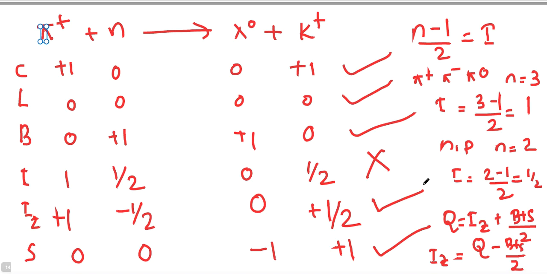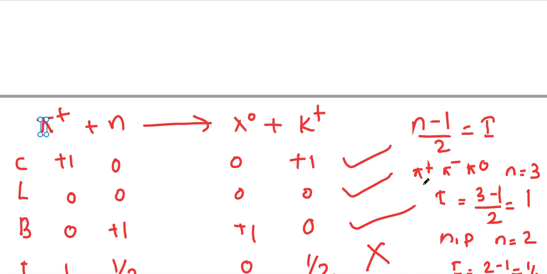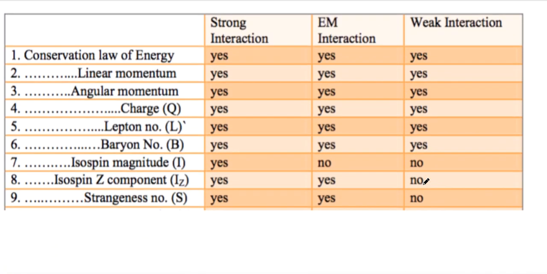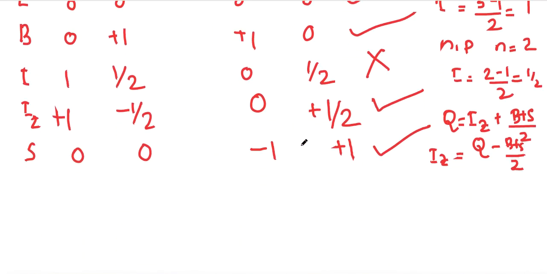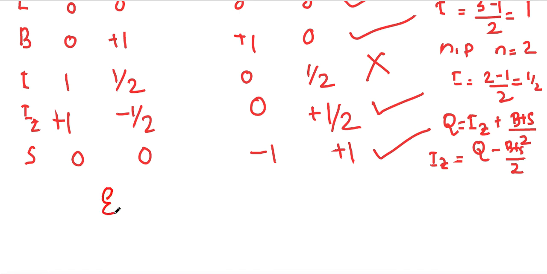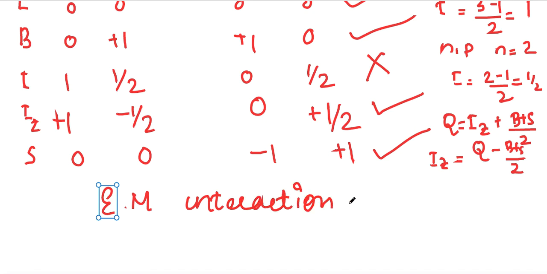Now you see this interaction, we can see that only the isospin quantum number is not conserved, all other quantities are conserved. And let us look at the table. So it is written here in this table, electromagnetic interaction: IZ is conserved, strangeness is conserved, but isospin is not conserved. So we can say that this reaction is possible and this is an electromagnetic interaction. So this is how you will calculate the rest of the particles also.